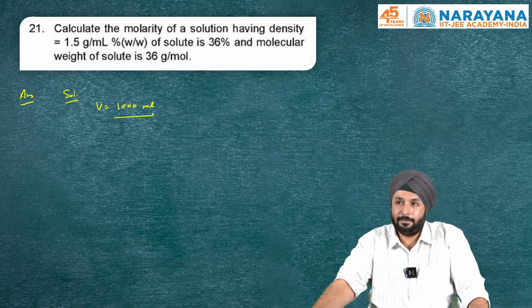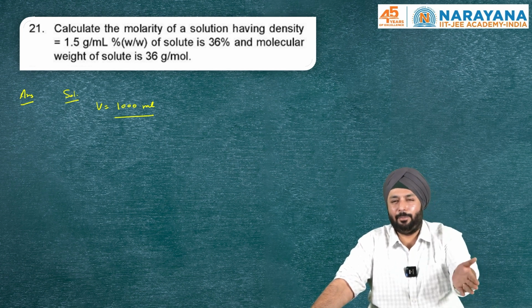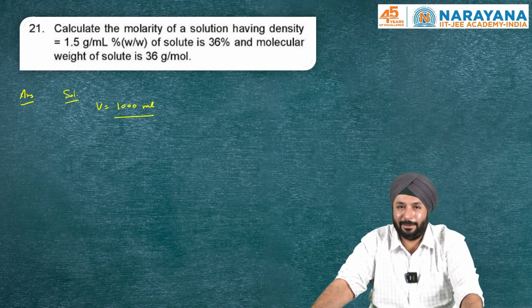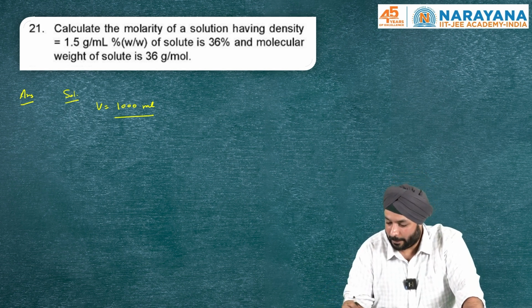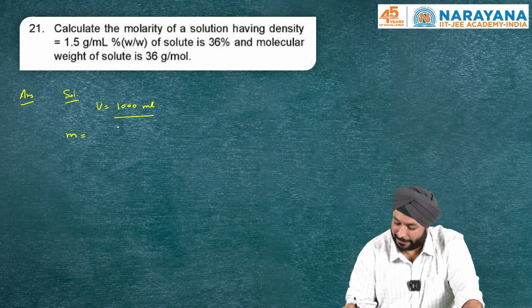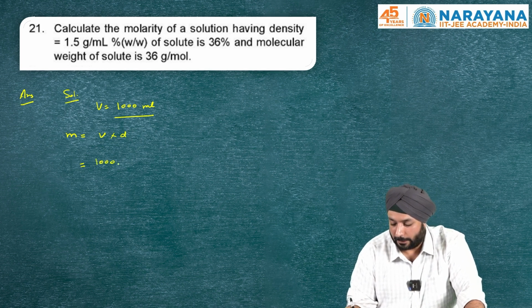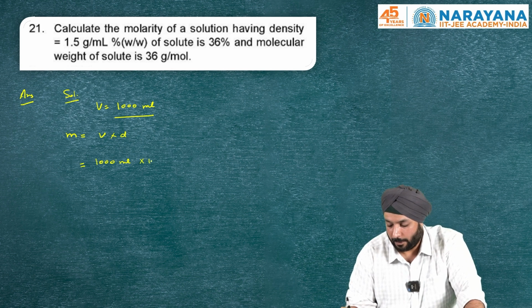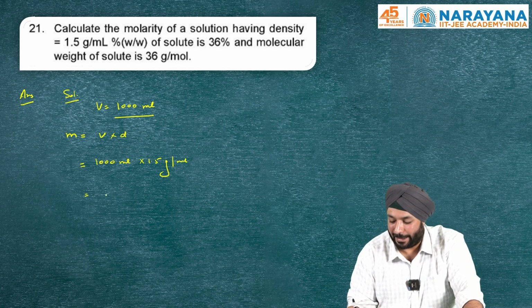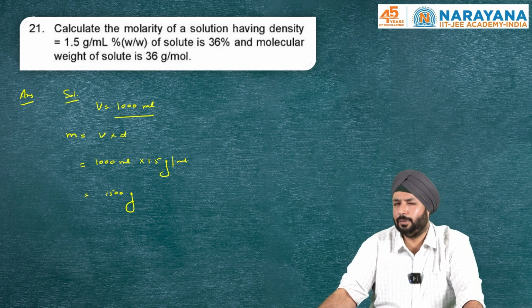That is 1 liter, right? So if we calculate the number of moles, number of moles per volume in liter will directly give me the molarity, right? So here mass is equal to volume into density, which will be equal to 1000 ml into 1.5 gram per ml. So we'll get 1500 grams as the mass of the entire solution, right?